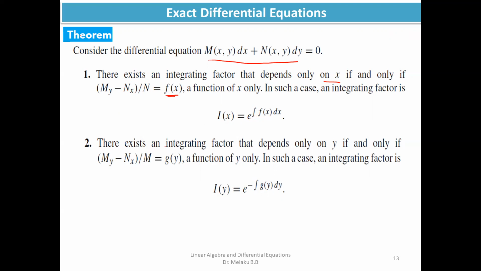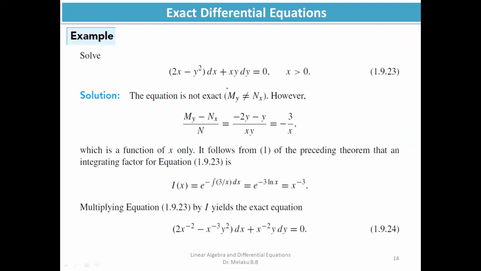Similarly, if (My minus Nx) over M simply gives you g of y, which means the integrating factor is a function of y, it is given as e raised to the negative, don't forget this, the negative of the integral of g of y dy. And this f of x is given by (My minus Nx) over N. Then the rest of the procedure will be the same.